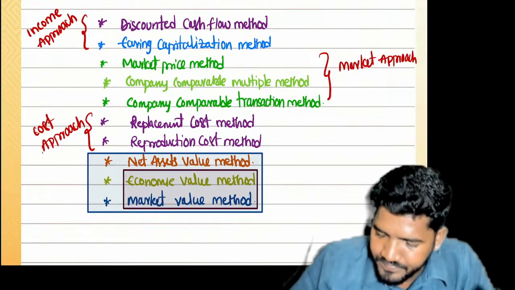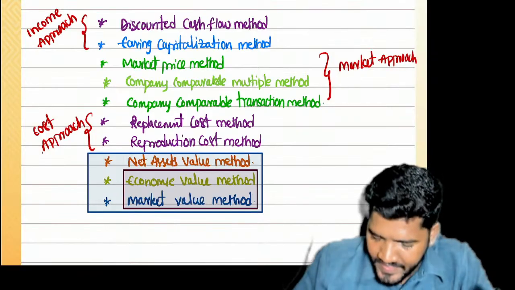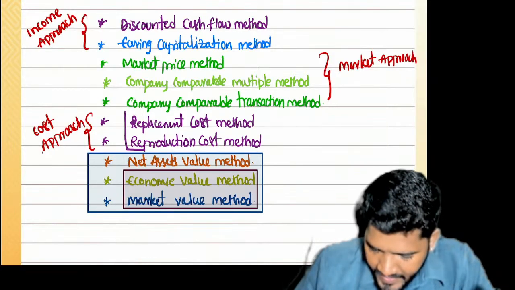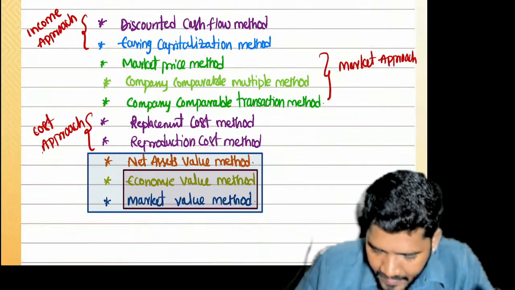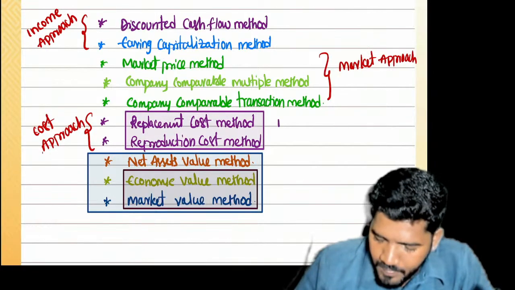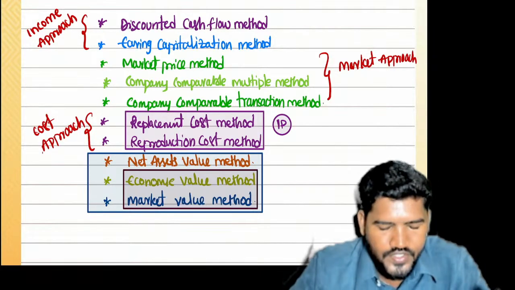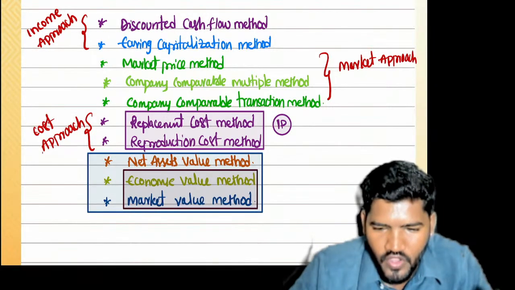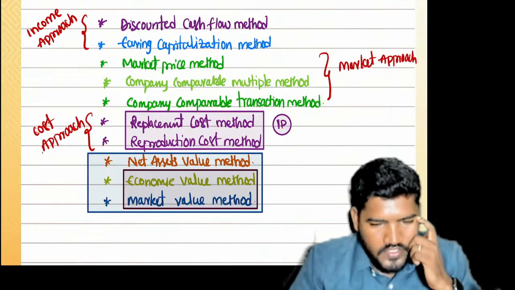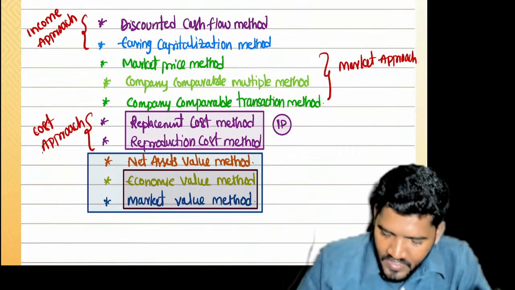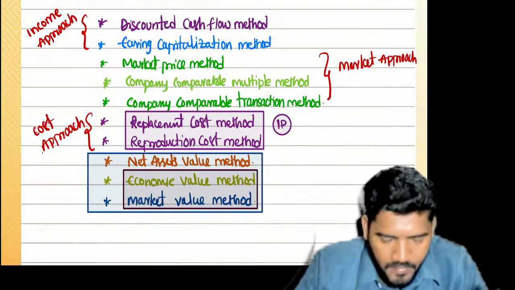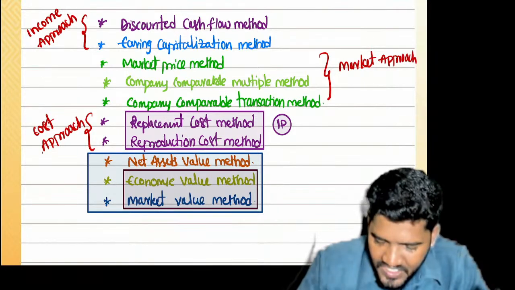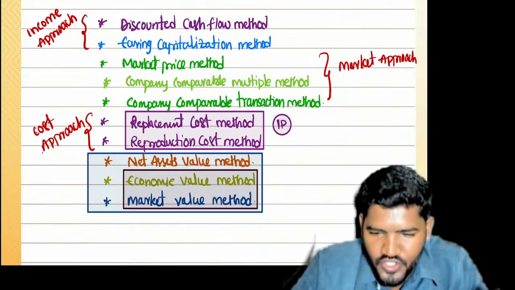Another disclaimer. There are no problems relating to the replacement cost method and reproduction cost method in approaches, but one problem is there. That problem is in asset valuation, from the plant and machinery point of view. At the time of the concept of valuation of plant and machinery, I will explain this replacement cost method problem. Apart from that one problem, there are no problems relating to the replacement cost method and reproduction cost method.